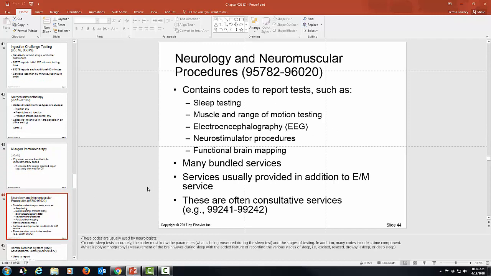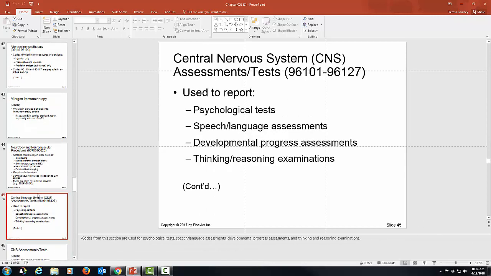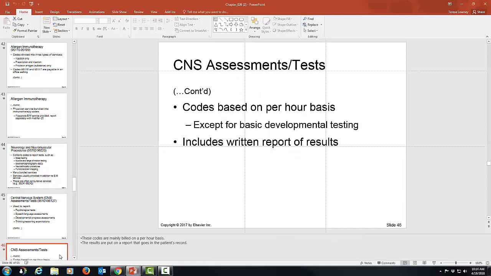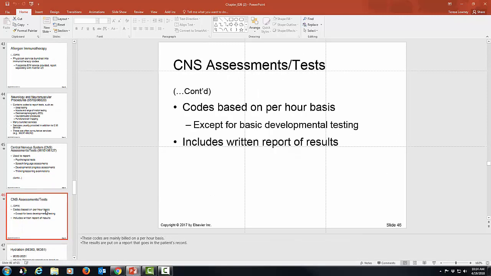Neurology and neuromuscular procedures. This is where all your sleep testing, your neurostimulator, your brain mapping, all of these tests are in this section. Central nervous system assessment and tests. All of these, again, when you think of a testing, you think of this section because this is where all these things got bundled. Okay, and they're usually based on a per hour basis with the exception of developmental testing, but every one of them has a written report. You have to have a written report or you can't code it.